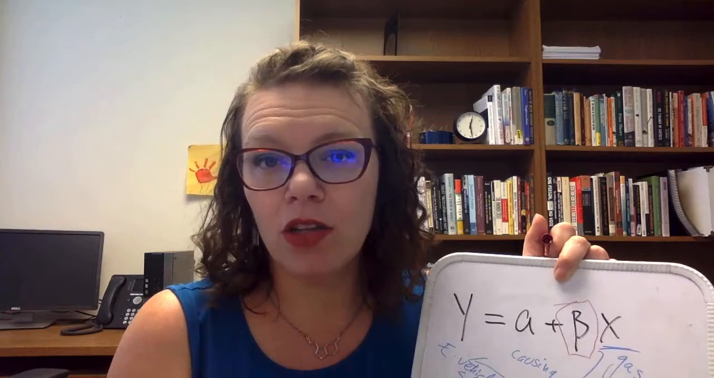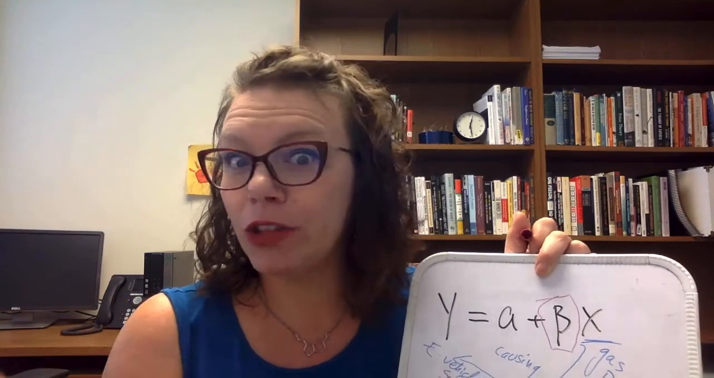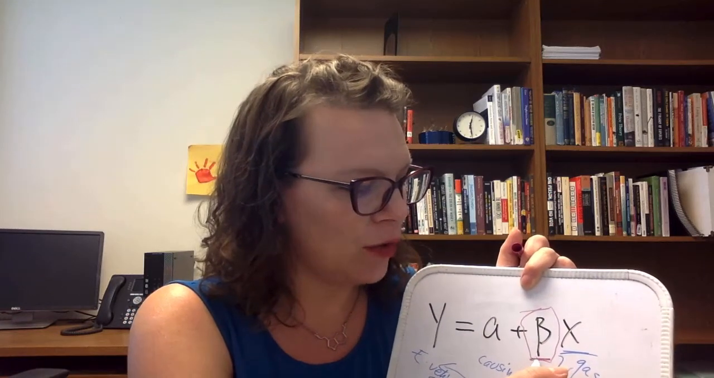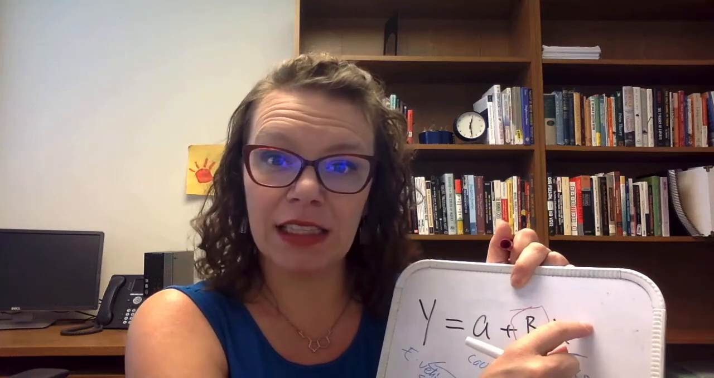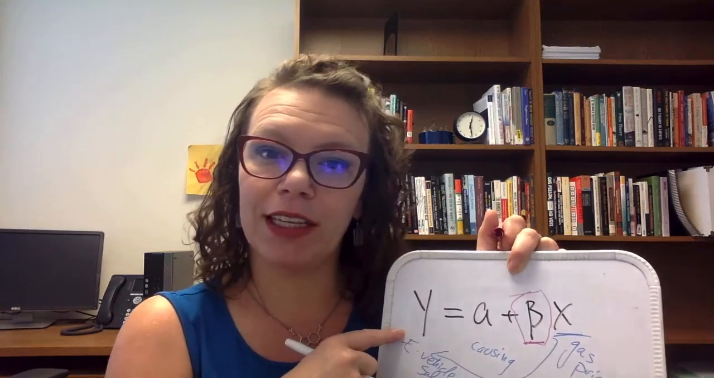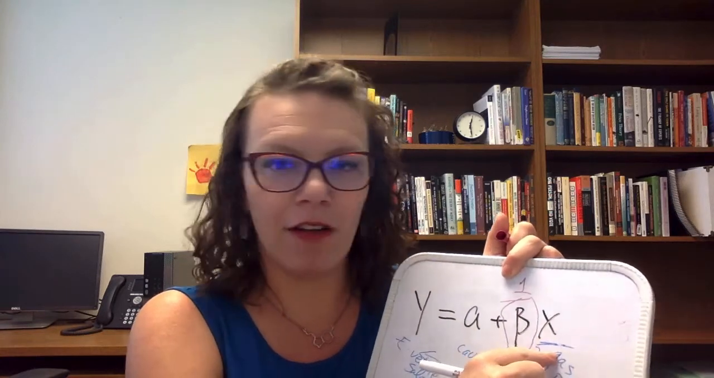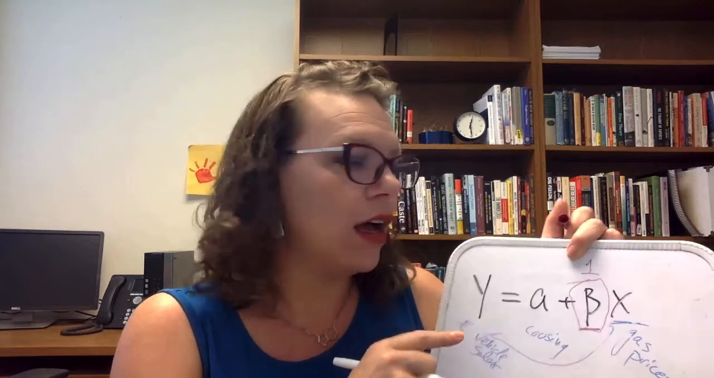Whether you're using Excel or Gretl or Stata or EViews, whatever statistical software package you're using, it's going to estimate the value of this coefficient. So if gas prices go up by 50 cents, how much is that going to affect electric vehicle sales? If beta is 1, then an increase of 50 cents is going to have a 1-to-1 effect on vehicle sales.